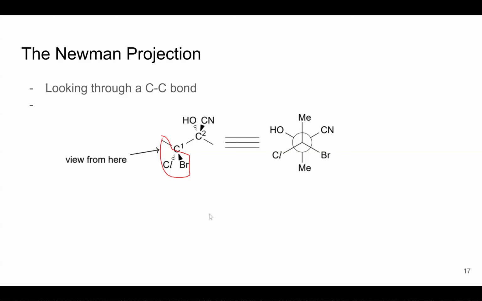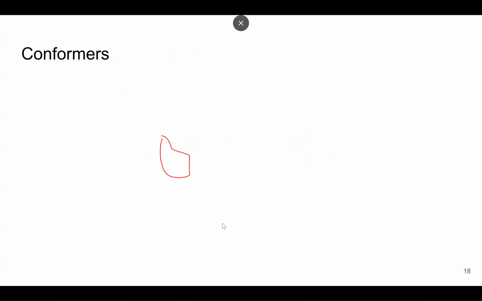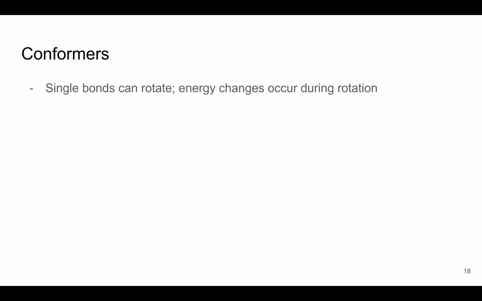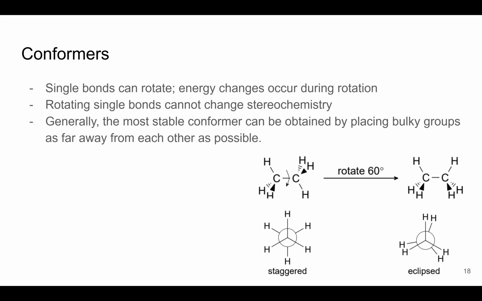So what are Newman projections used for? They're used for conformers. Conformers arise out of the rotation of single bonds. Single bonds can rotate and energy changes occur during rotation. Rotating single bonds cannot change stereochemistry, which was the basis of all our discussion above. It can change the conformation, but not the configuration.